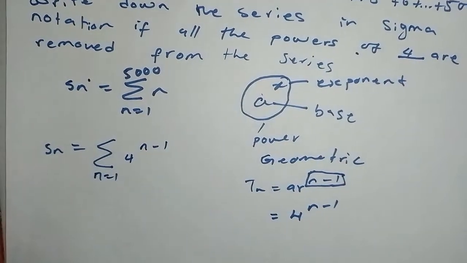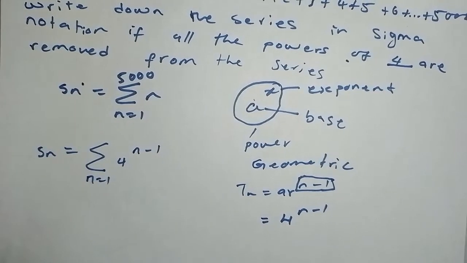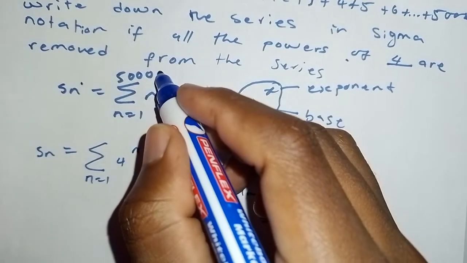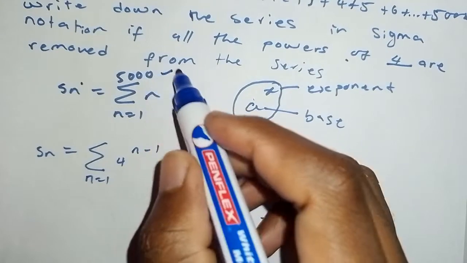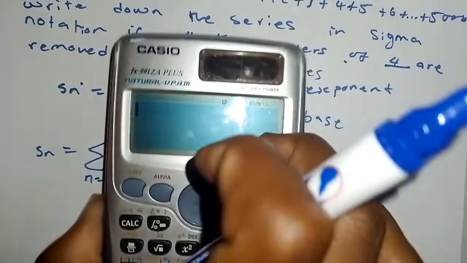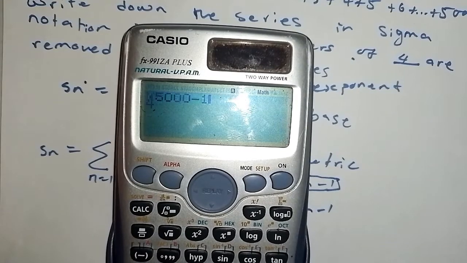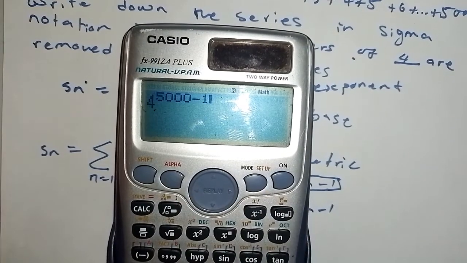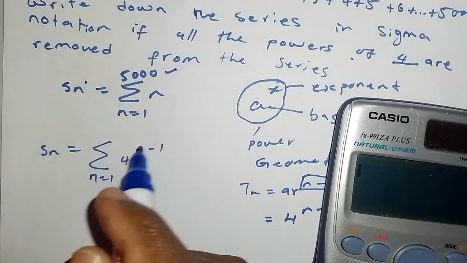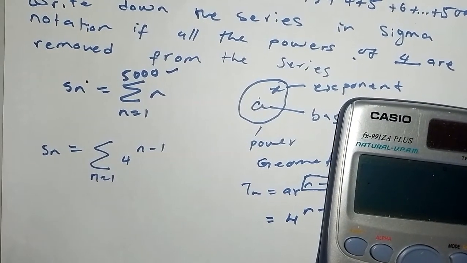But what is my last term? What will be my last term of the sequence? Check. They say this is the last term of the sequence, but you can't write 5,000 here, because if you say 4 to the power 5,000 minus 1, it's something else. You see, it's a maths error. It means I need a number that, when I substitute it here, will bring me somewhere near here. What is that number?